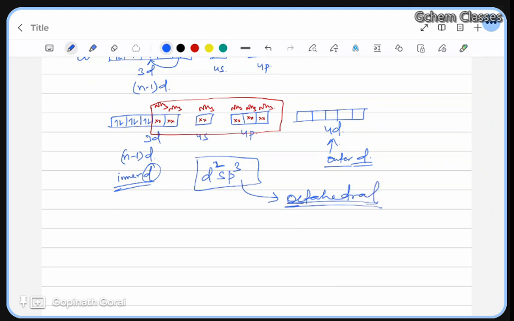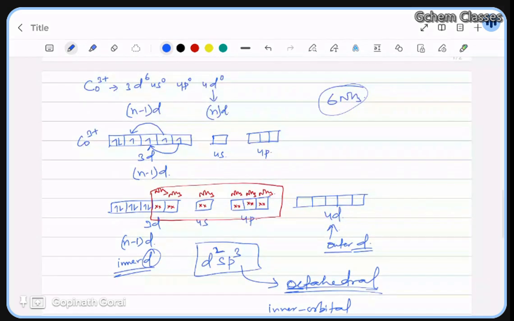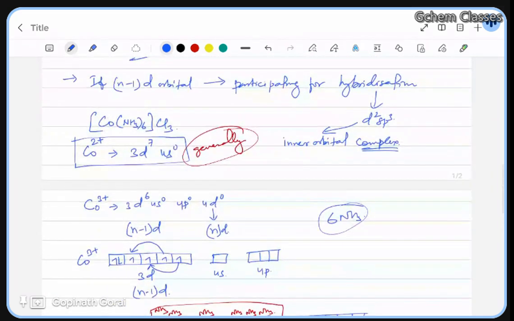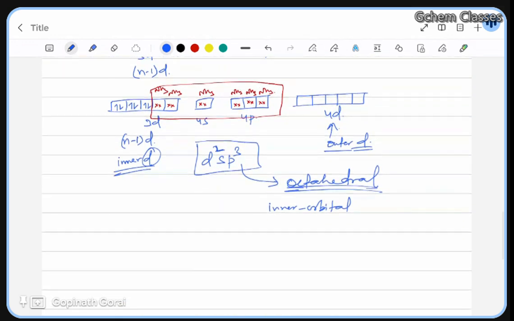This is octahedral, but we will say this is an inner orbital complex. There they will also give an example like cobalt NH3. Now they will ask four options: whether it is an inner orbital complex or an outer orbital complex, what the hybridization is, what the geometry is, what the oxidation number is, whether it is an ionic compound or has more ionic character or is more covalent, whether it is a low spin complex or a high spin complex, everything. Everything is interlinked.